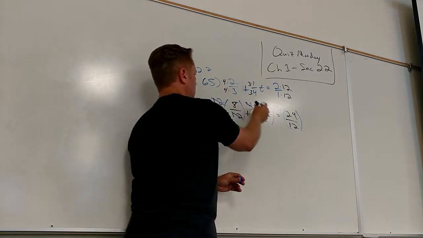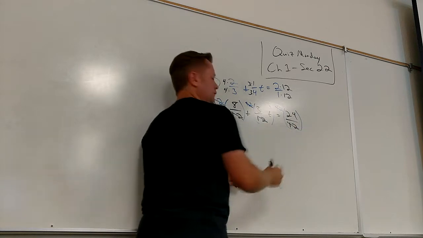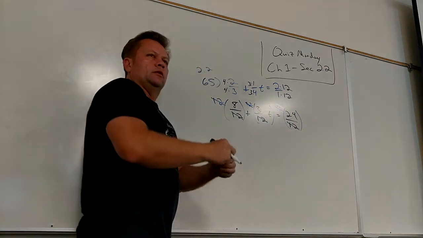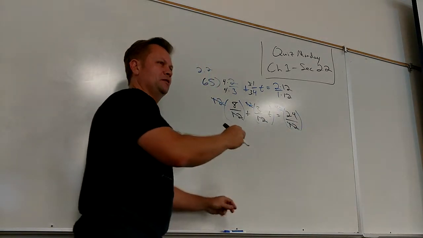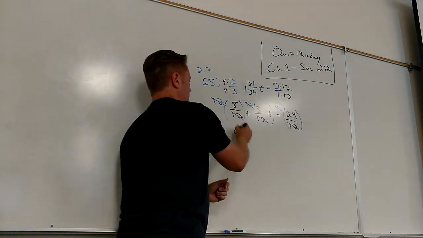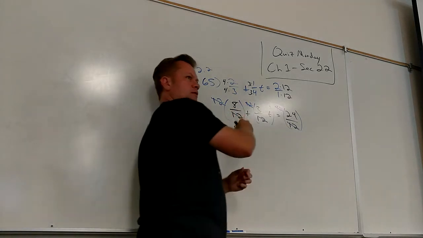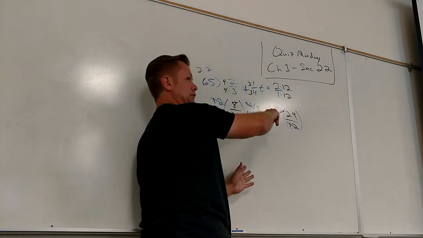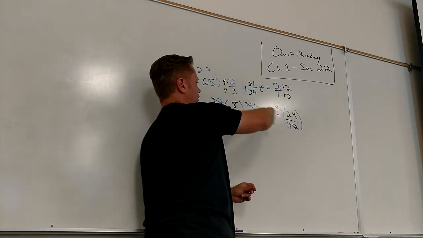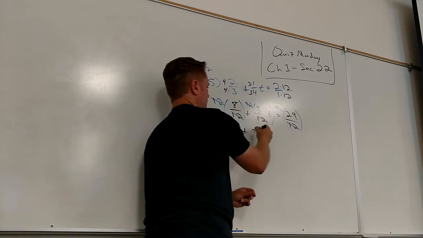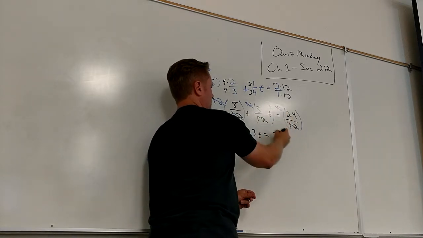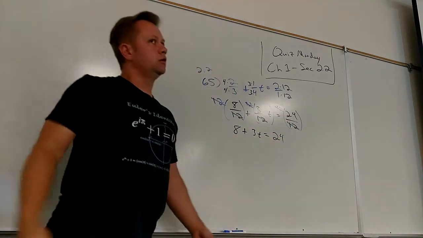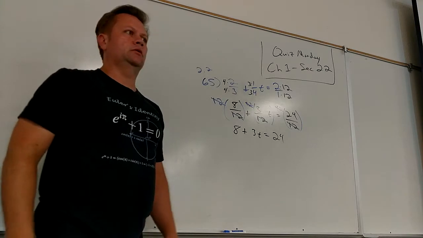die 12, die 12, die 12. I like to think my math is sort of like a Game of Thrones math. People dying and losing things and such. What's left here? 3t equals, and that looks a lot better.